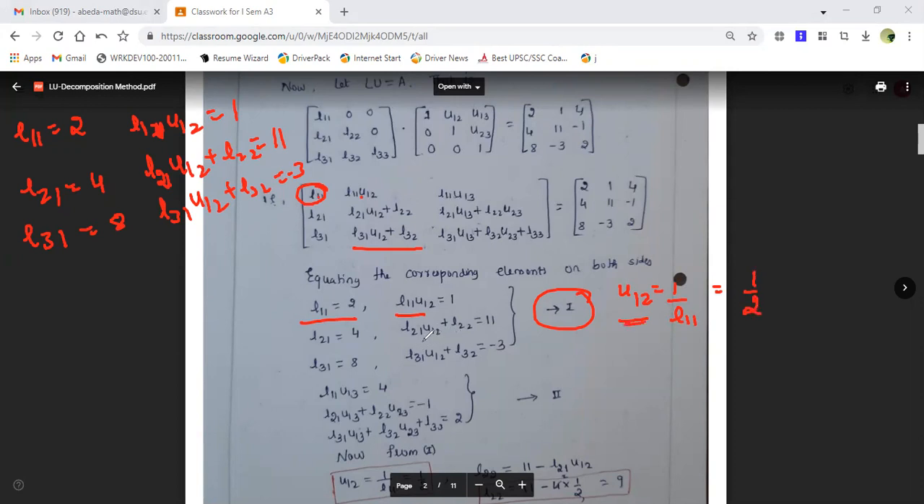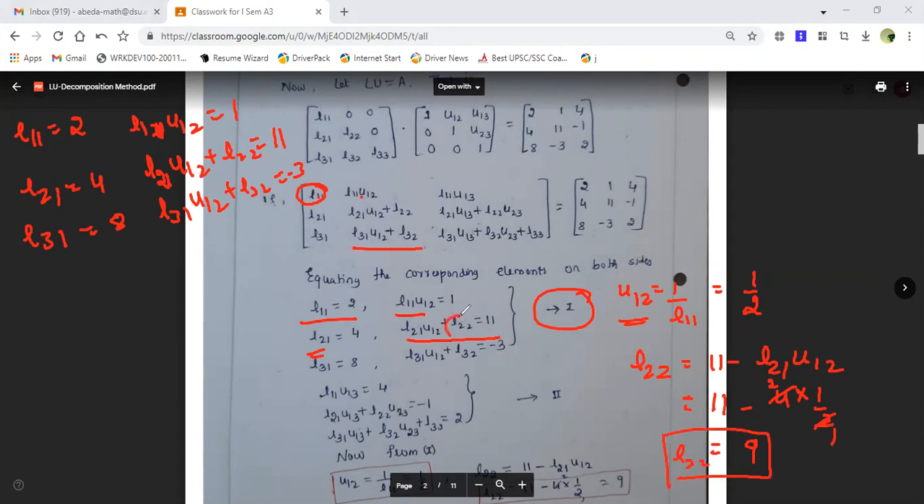Similarly, now I can see this equation. Here L21 is known to us, and U12 I have already calculated from the above. So I calculate L22 from here. L22 will be equal to 11 minus L21 into U12. This is equal to 11 minus L21 is known, that is 4, and U12 is also known, that is 1 by 2. 2 ones are 2, 2 twos are 4. So 11 minus 2, it is 9. So L22 I'll be getting as 9.